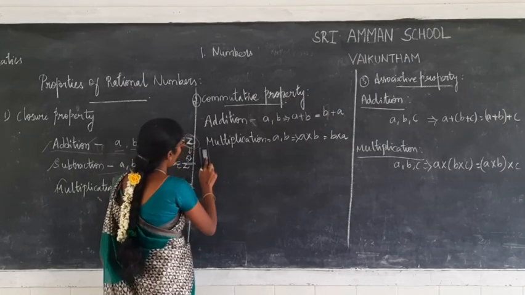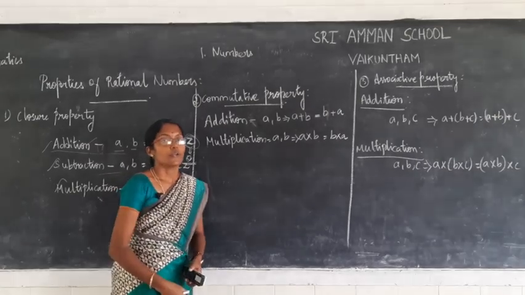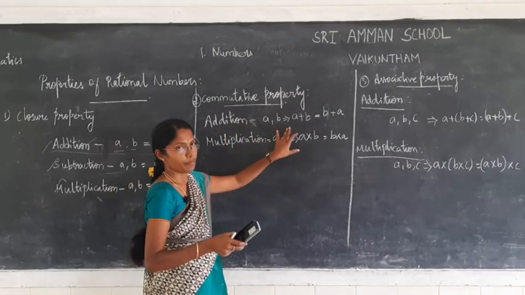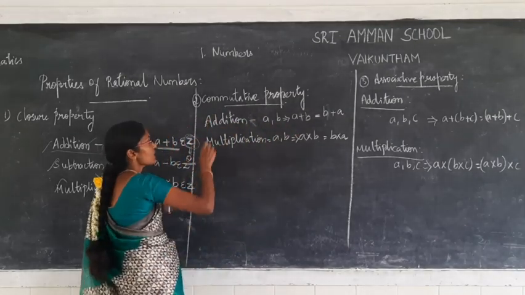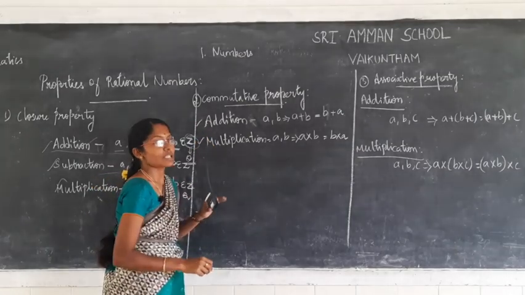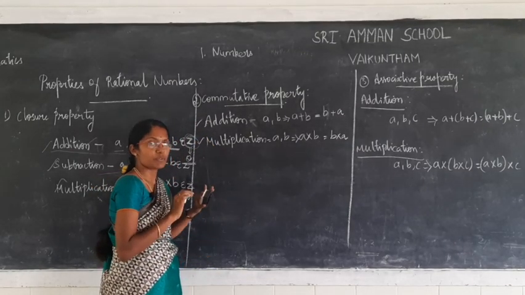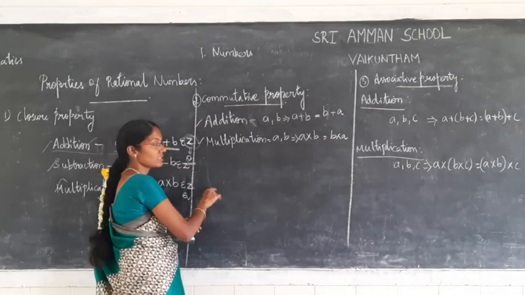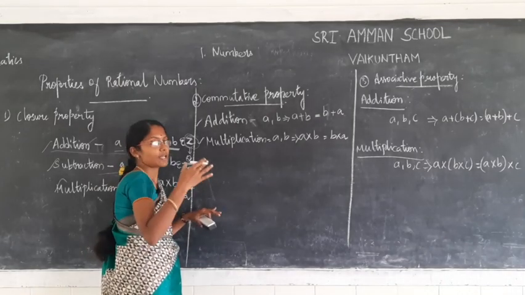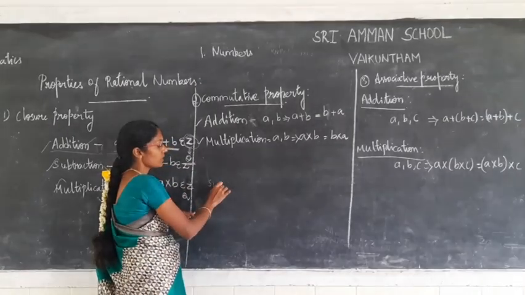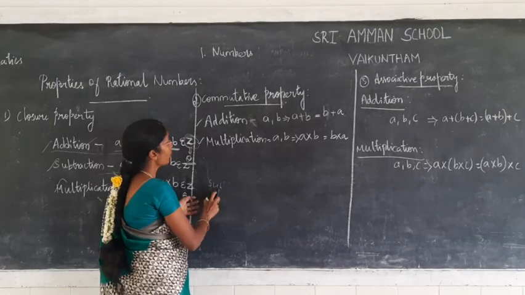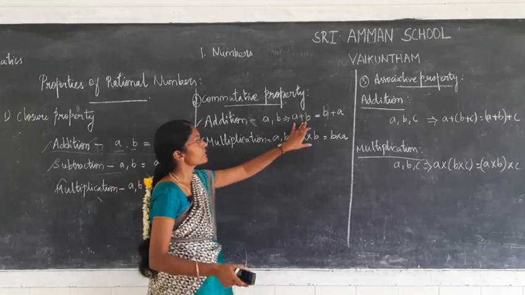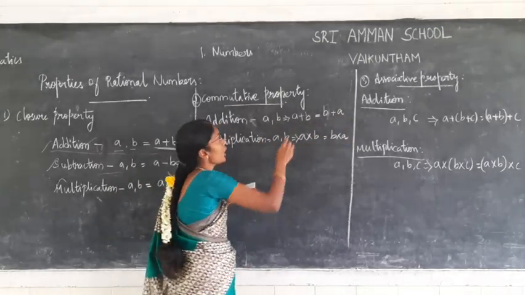The next one is the commutative property. For the commutative property, you take two numbers. For any two rational numbers a, b, the commutative property satisfies addition and multiplication. Sometimes it satisfies subtraction, sometimes it doesn't, and division it doesn't satisfy. So we leave subtraction and division and go for addition and multiplication. For any two rational numbers a, b, a plus b equals b plus a. This is the commutative property.